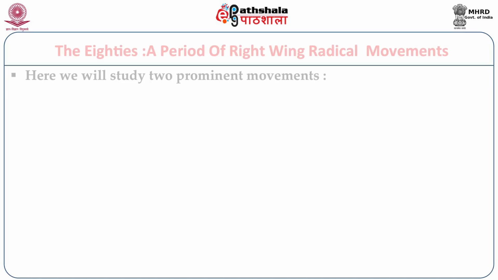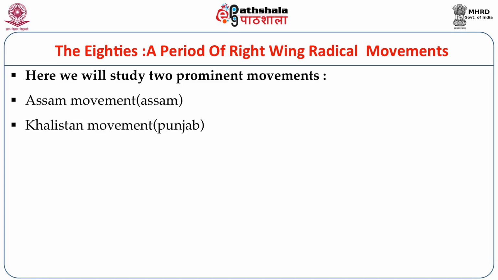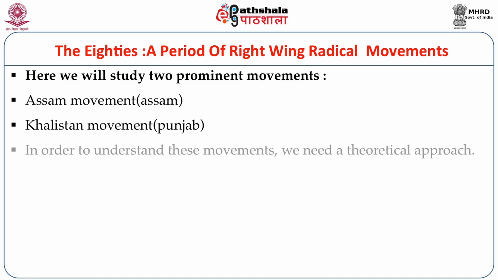During the 80s, however, we find that it was a period of right-wing radical movements. As far as the student movement is concerned, the 80s was a period of right-wing radical movements. Here we will study two prominent movements. One is the Assam movement, which took place in Assam, and the other is the Khalistan movement, which took place in Punjab. In order to understand these movements, we need a theoretical approach.